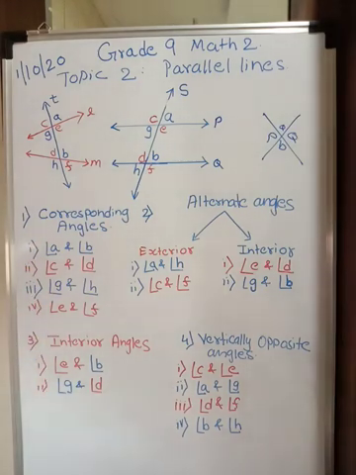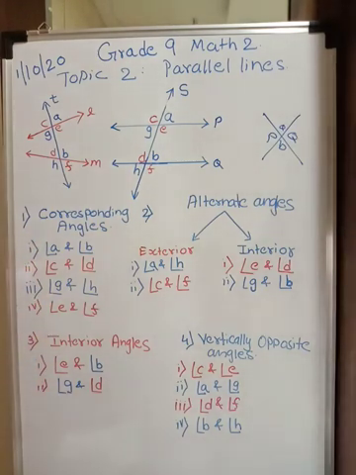Now let's revise some important properties. See here, whenever two lines intersect, the pair of opposite angles formed are always congruent.